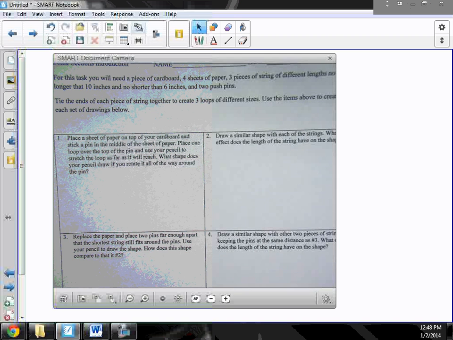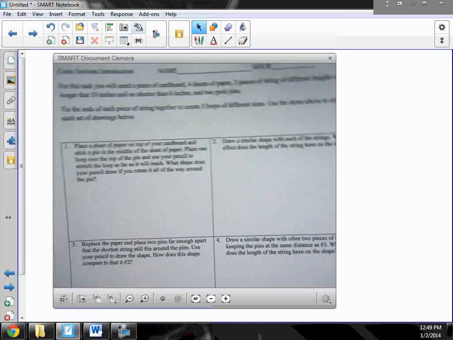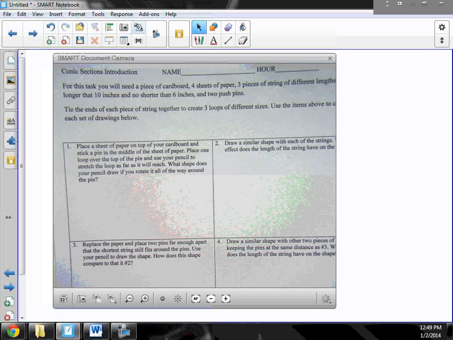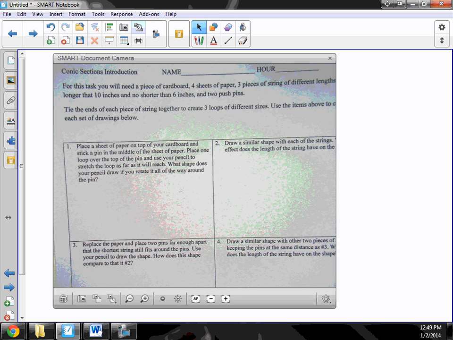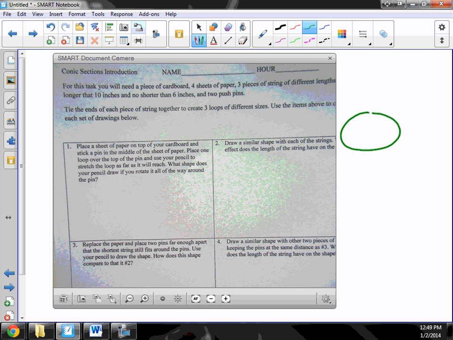4 sheets of regular paper, it's over on the table, 3 pieces of string of different lengths, no longer than 10 inches and no shorter than 6. So you can make like a 6 and 8 or a 10 or a 6, 7, 8 or 7, 8, 9, whatever you want. But the shortest one has to be at least 6, and the longest one can't be bigger than 10. So you're going to take those strings, and you're going to tie a knot so that the strings make a ring. As long as it fits in there, it's fine. But I would get a ruler to measure it. Because if you make them too small, then it won't really work. And if you make it too big, you'll go off the paper.